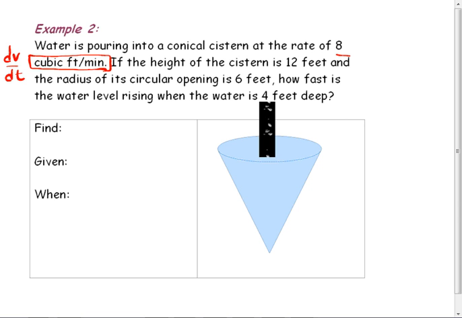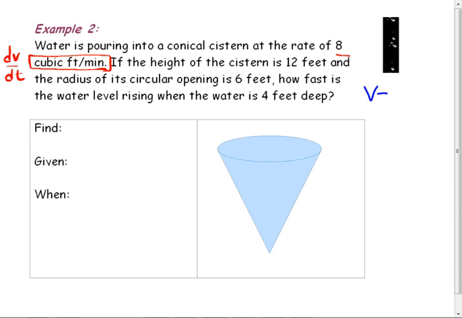And the height of the cistern is 12 feet. The radius of the circular opening is 6 feet. How fast is the water level rising? So volume, we don't even need to use this. Isn't it? Yes, we do. Well, that's... R squared. Okay, they will give you the formula for volume, but before I do that, let's find the given and when.